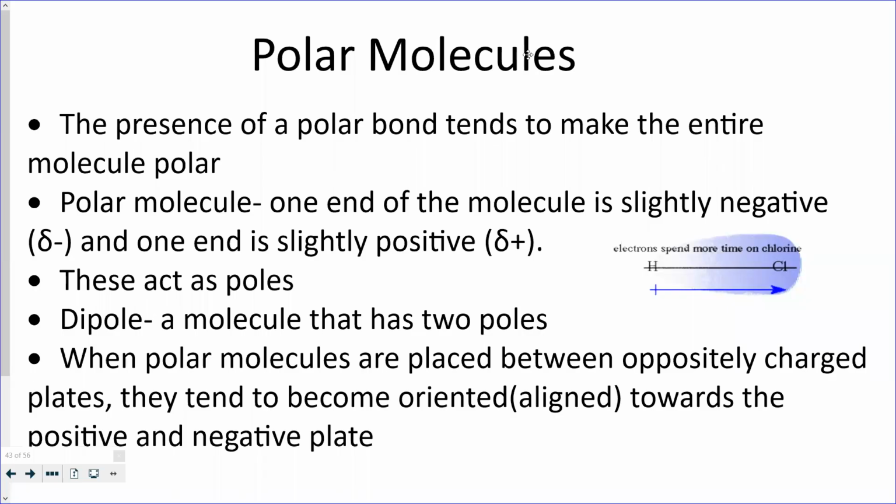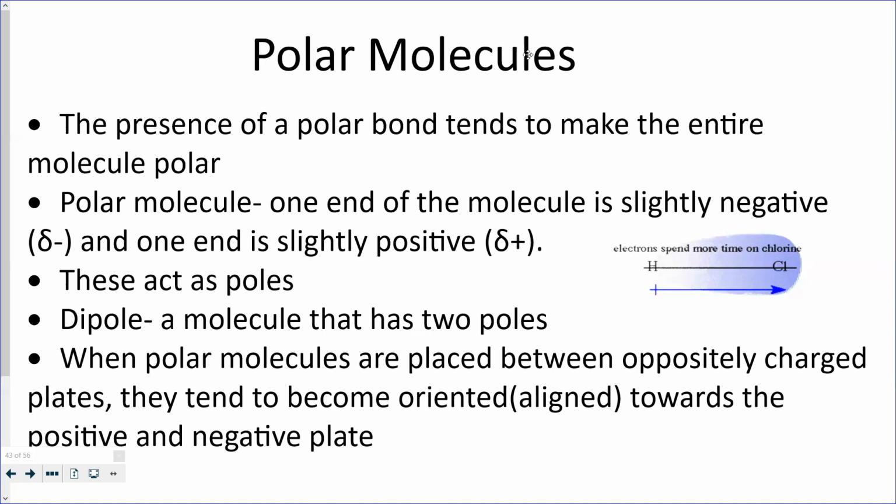So with the presence of those polar bonds, this can make our entire molecule polar. So if you remember when we talked about properties of molecular compounds or covalent bonds, we said they can be polar in nature. So polar molecule, we're going to end up with one end of the molecule being slightly negative and one end of the molecule being slightly positive. So because the electrons are not shared equally, we end up with a negative end and a positive end, similar to like a magnet would be.